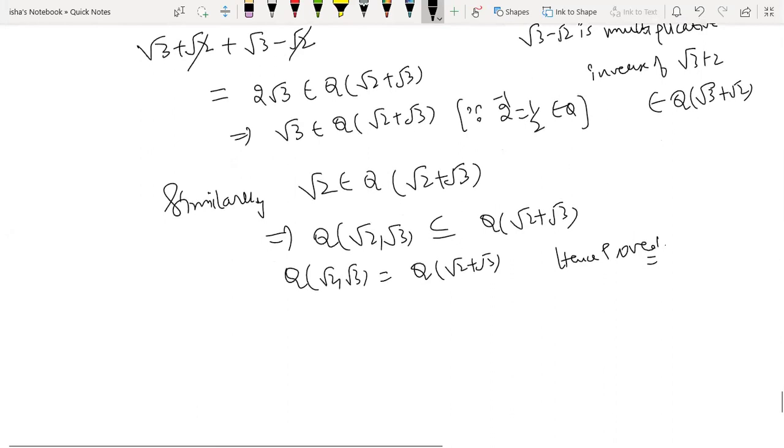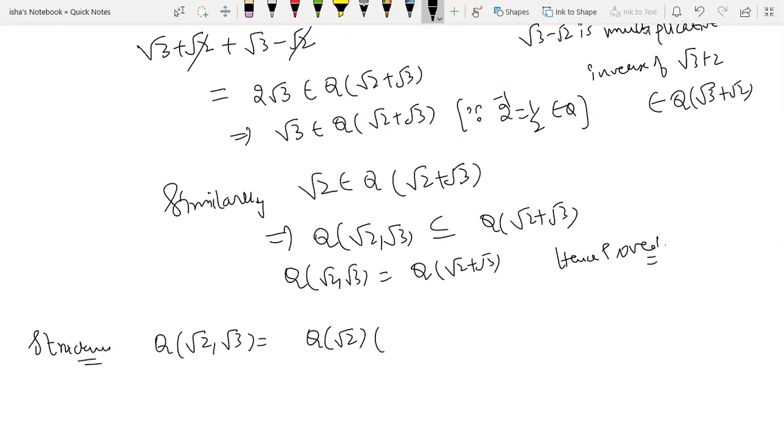अगर आप इनका proof तो हो गया है, but individually अगर आप इनके characterization देखो इन दोनों fields की, so what is the structure of q root 2 root 3? This is q root 2 root 3. So that means it contains elements like a plus b root 3, where a, b belongs to q root 2.